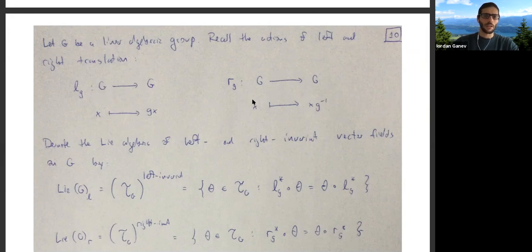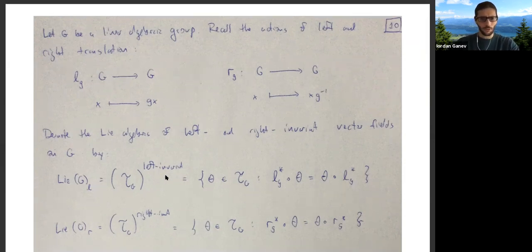So it makes sense to think about left and right invariant vector fields on G. A left invariant vector field is a vector field that's equivariant for the left multiplication action of G. In other words, it commutes with all these L_g stars, where L_g star is the induced pullback map on the level of functions.